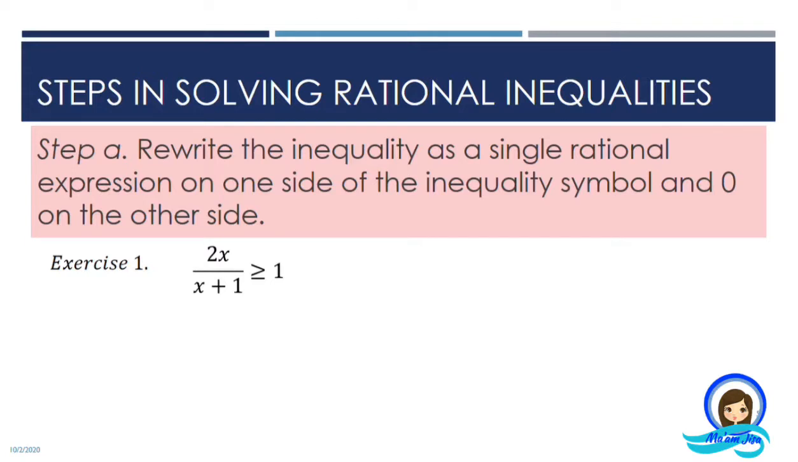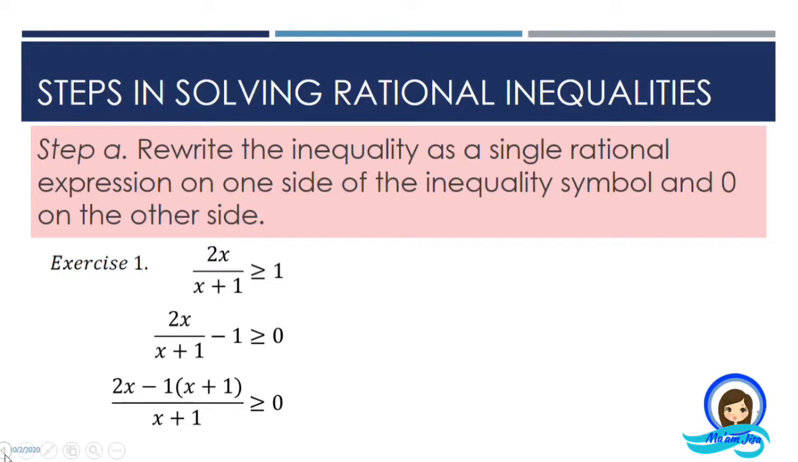the other side. So in this case, 2x over x plus 1 greater than or equal to 1 will be changed like this. Positive 1 will be transposed to the other side of the inequality, and since this is positive, on the other side it becomes negative. Using the concept of LCD, we have this quantity 2x minus 1 times x plus 1 over quantity x plus 1.